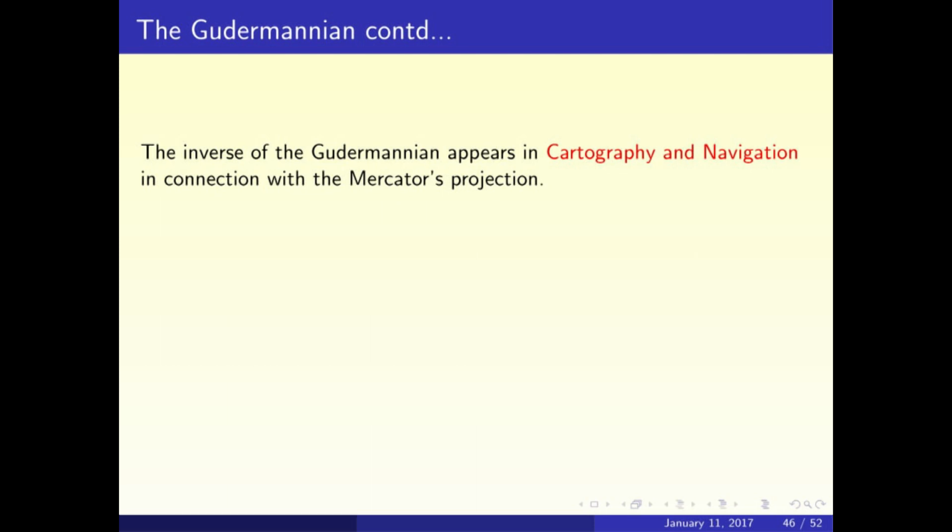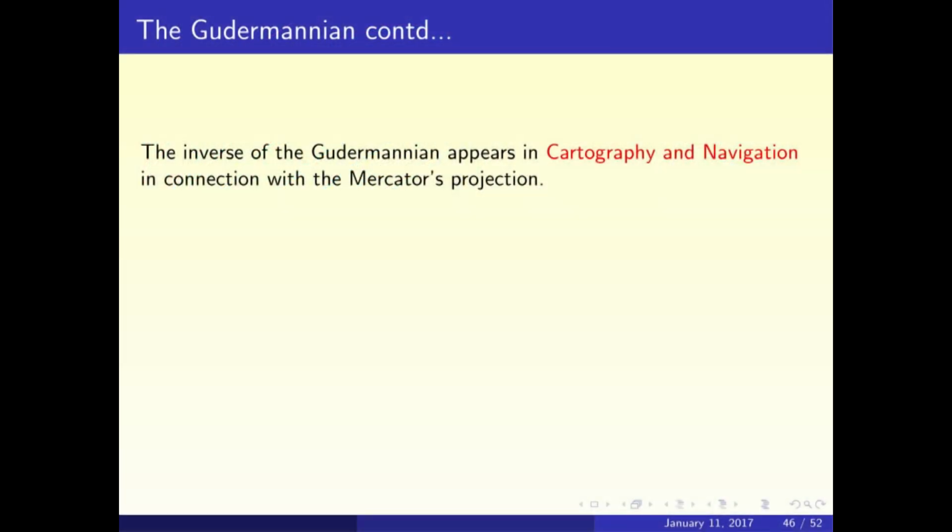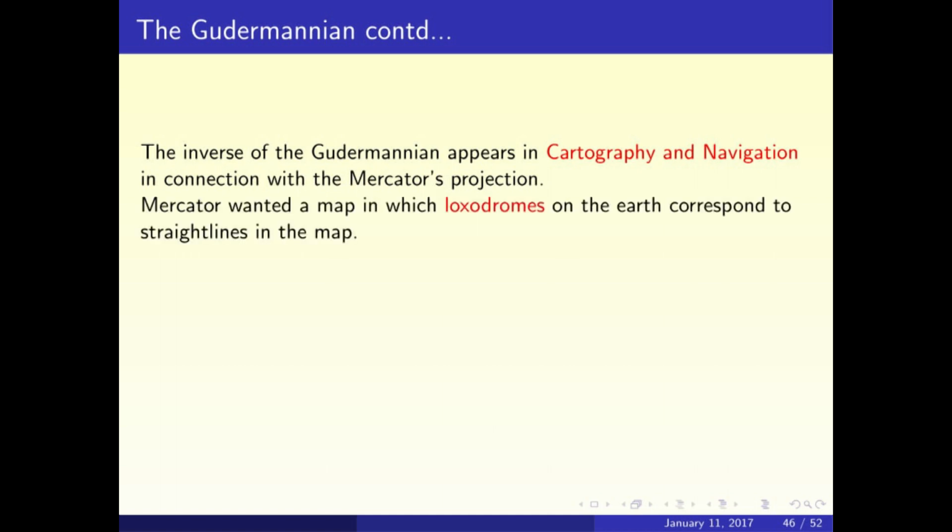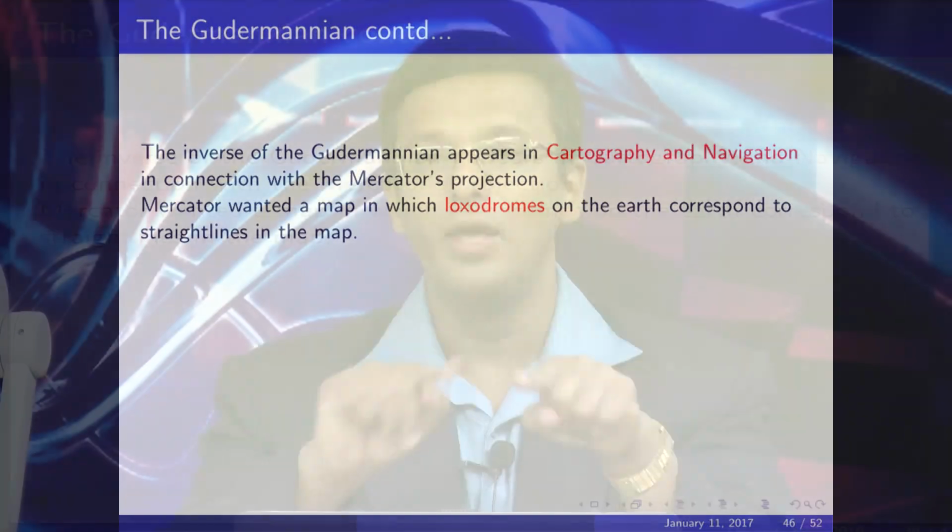Remember that we already encountered cartography when we discussed orthogonal trajectories. And again cartography comes in. It comes in cartography and navigation in connection with Mercator's projection. So, what was Mercator trying to construct? He was trying to construct a map in which the loxodromes on the sphere get mapped as straight lines on the map, on your plane map.